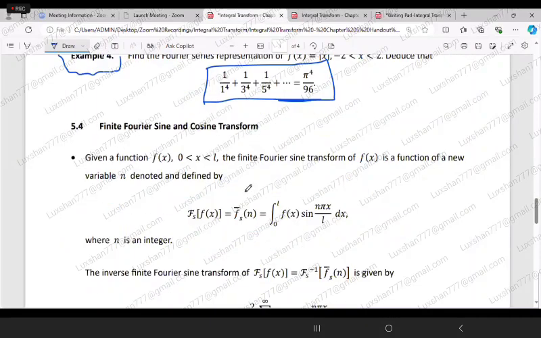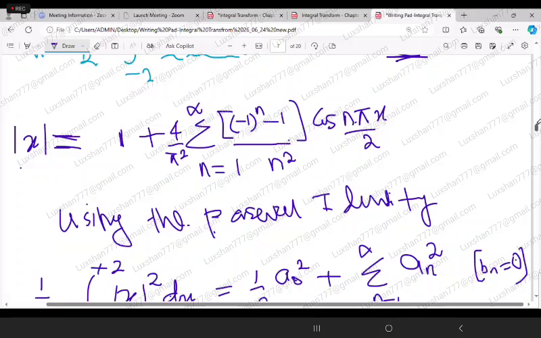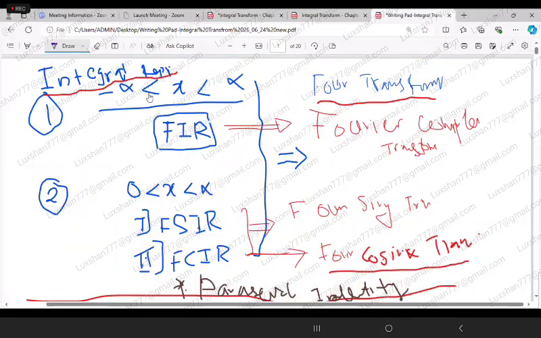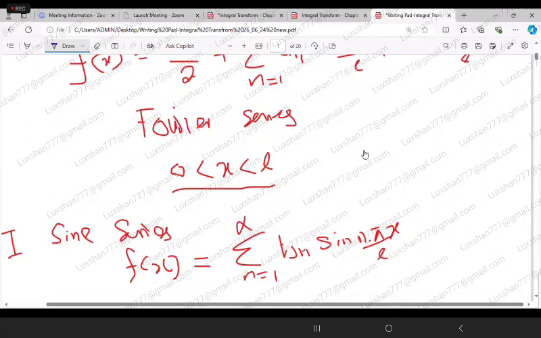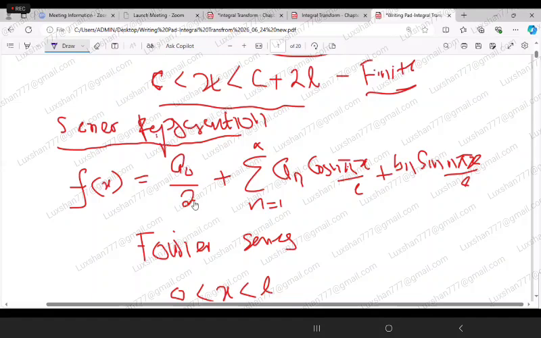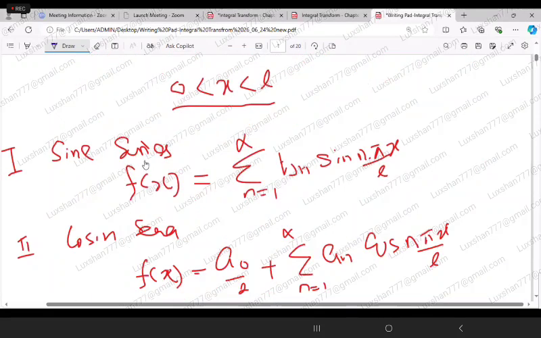Now we'll move to the last thing, that is finite Fourier sine and finite Fourier cosine transform. Okay, as I told you earlier, I go to the outline again. Here we had the integral representation, and then we had 3 types of transformation. When you come to the finite case, here also we have 3 types of series representation. One is the full form. The second one is the half range. Half range is when the range of x is 0 to L, we have the sine series in this form and cosine series in this form.